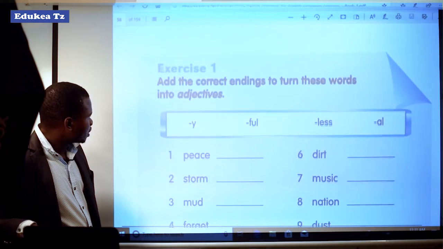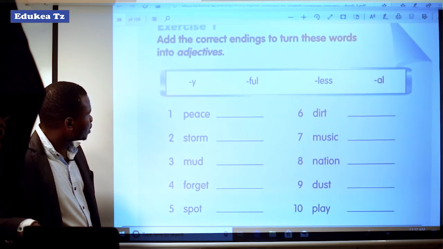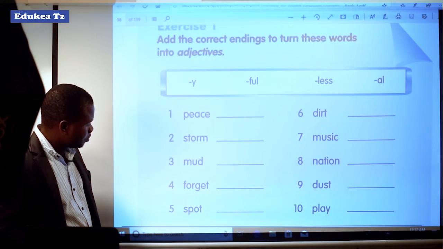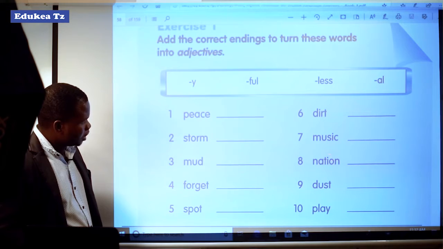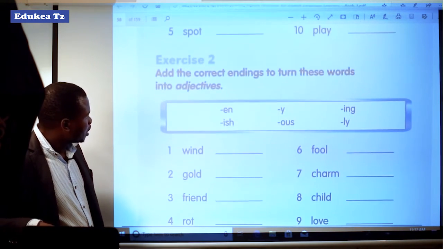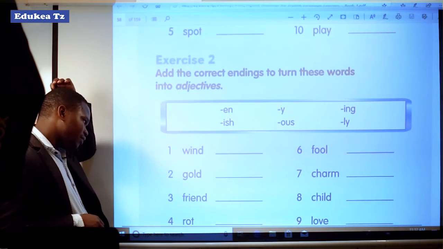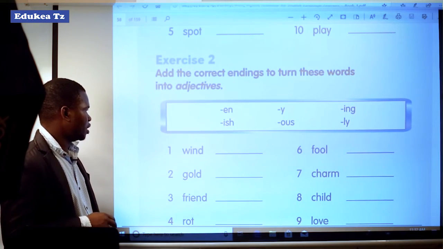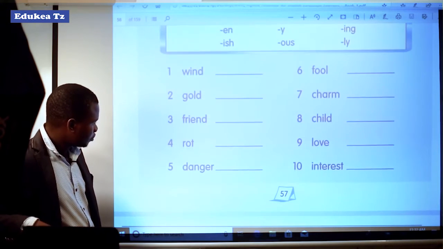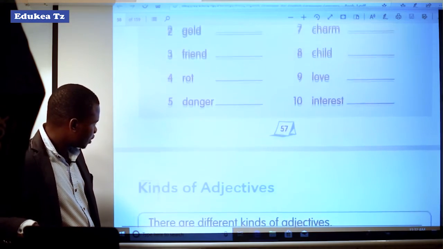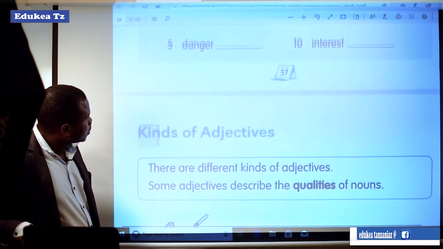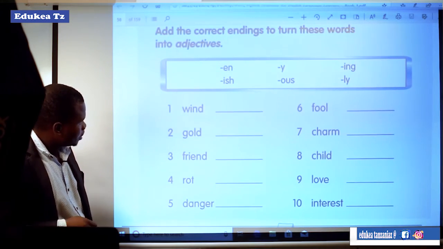We have one exercise. Add the correct ending to these words to make them adjectives: peace, storm, mud, forget, stop, spot, play, dust, nation, music, date, wind, gold. The endings are en, ish, y, ous, ing, ly. So these are tasks based on adjectives.